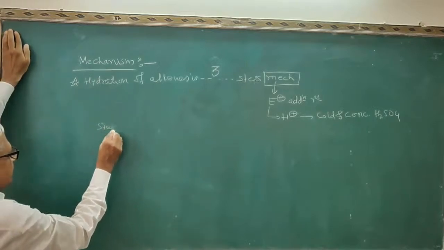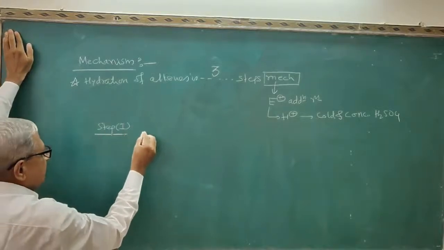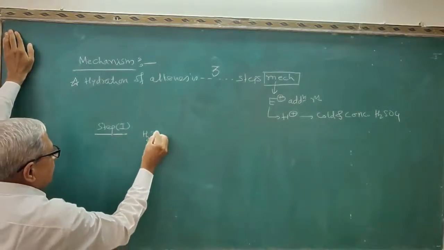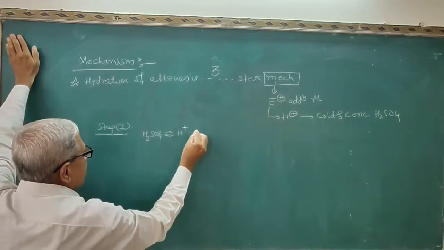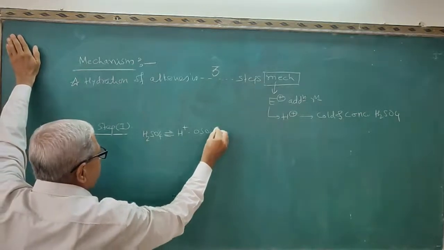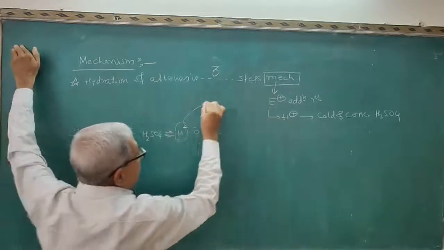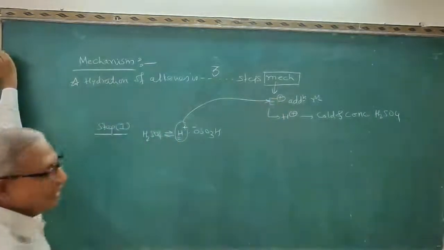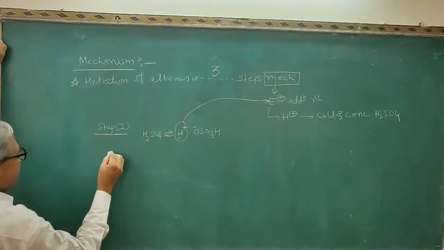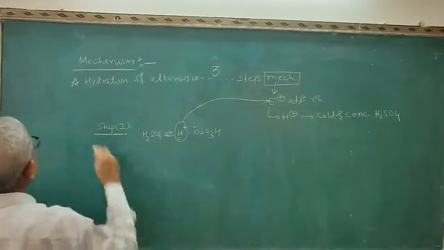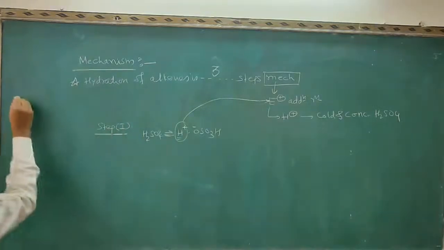See the first step. In the first step, H2SO4 will be ionized as H plus and OSO3H minus, and this H plus will act as an electrophile. And see, your alkene is like this. So I will explain the mechanism of this reaction. But first I will write the reaction here.